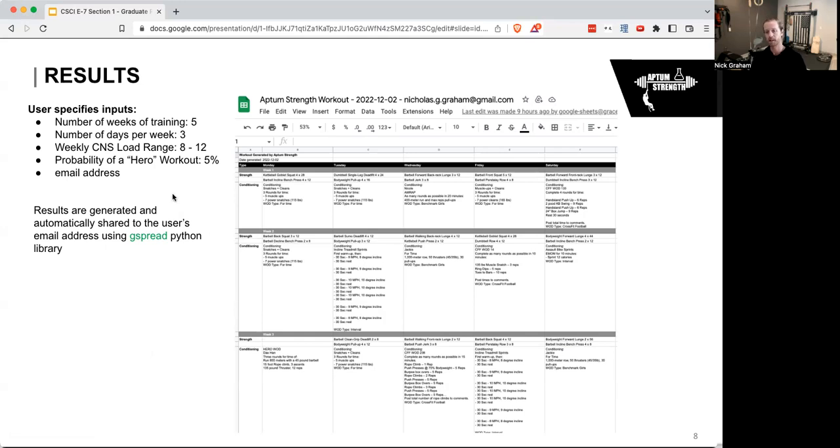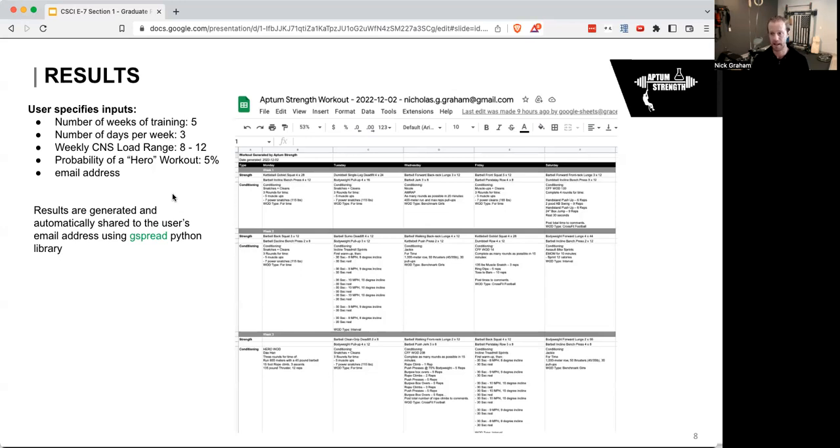So what happens is this program will take a couple of user inputs. Right now, they just have to be manually typed into the Python code. So number of weeks of training, days per week, CNS load, probability of a hero workout, and an email address. And then I run the code and it will automatically generate a workout to those specifications and share it out to the user's email address.